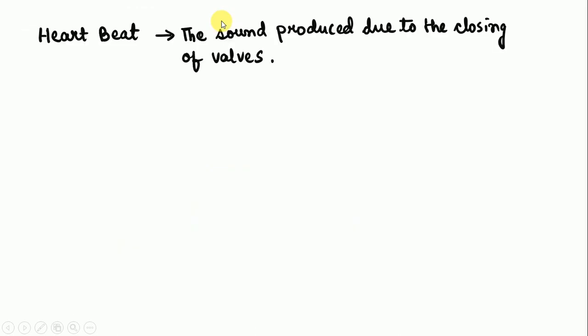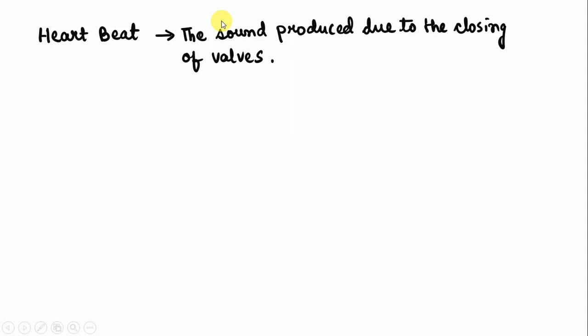Now we will see what is heartbeat. So heartbeat is the sound which is produced due to closing of the valves. During the circulation of blood, the valves get closed and open simultaneously, different valves. This closing of valves causes a sound, and that sound is heard. This is known as heartbeat.